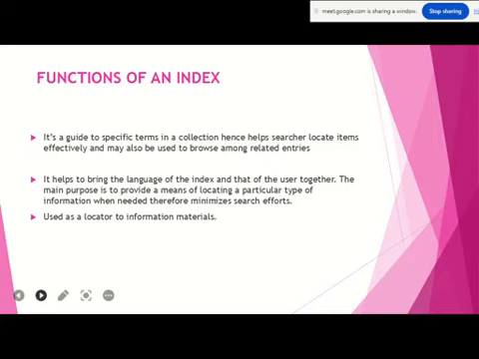So an index as an item, as a tool, helps to harmonize and bring together the language of an index and that of the user. The main purpose is to provide the means of locating a particular type of information when needed, therefore minimizes search efforts. The third use of an index.